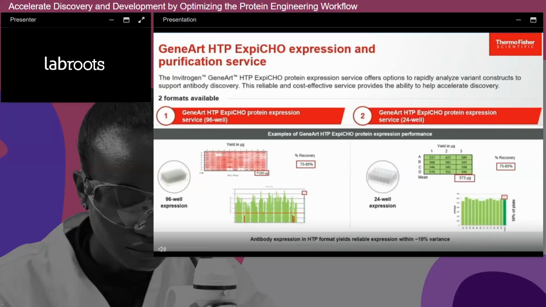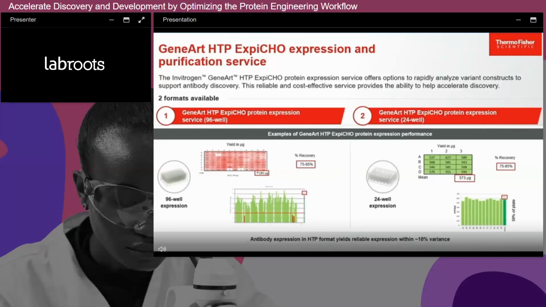In 96 well, we express a little less because it's just 1 milliliter, and with 24, we can go to 2.5, and this is the reason for the slightly different yield. So again, looking at average yield, we go with about 300 micrograms for the very small scale, and 570 for the 24 well format.